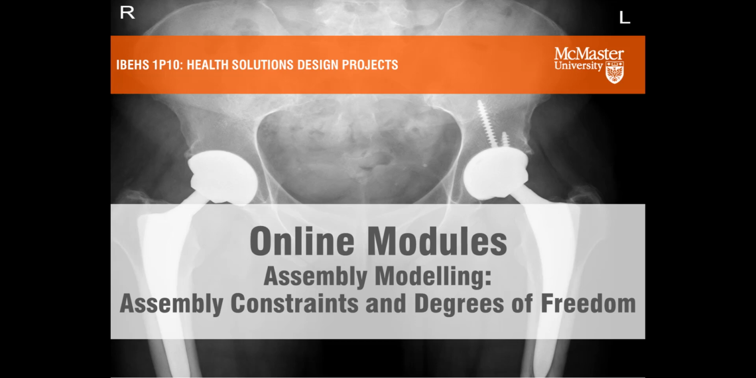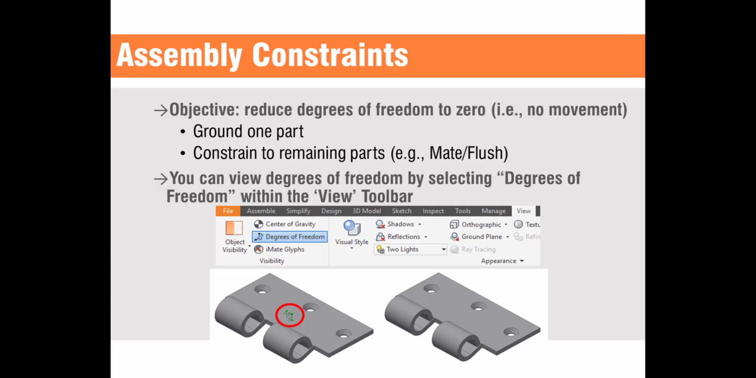Hey everyone, in this video we will go over assembly constraints, which we will use to define relationships between all the components to create an assembly. When introducing assembly constraints to your components, the goal is to reduce the degrees of freedom to 0, or essentially not moving. To do this, you will ground one part, which will be your base part. In grounding your base part, you will remove all its degrees of freedom. You can then constrain the remaining components of your assembly to that grounded part.